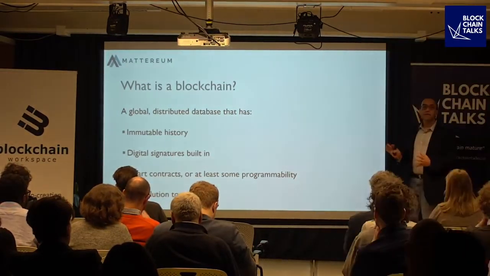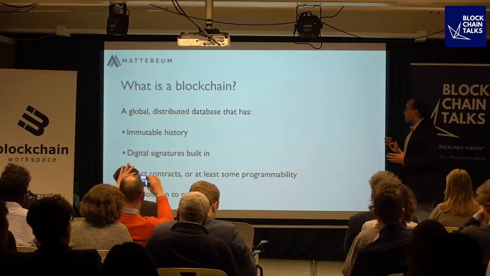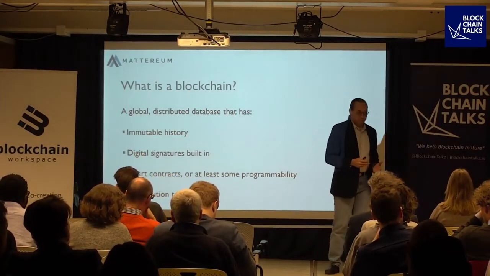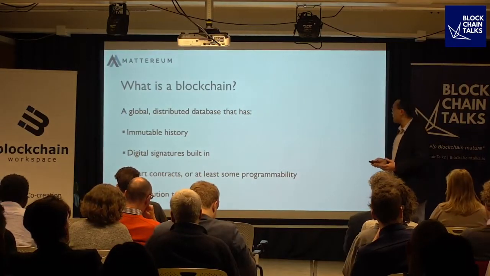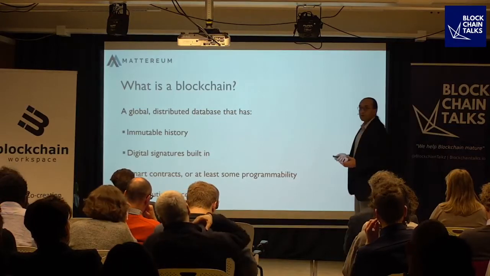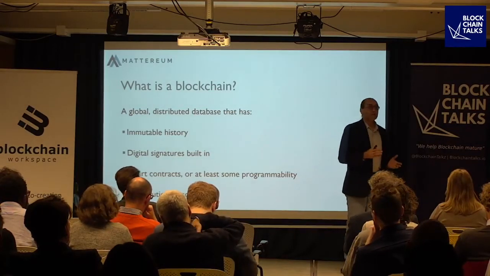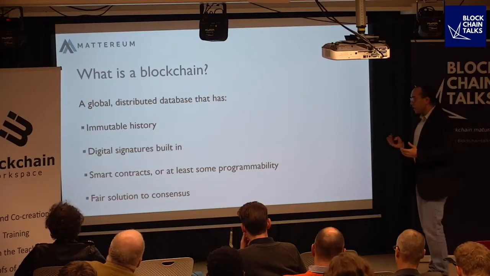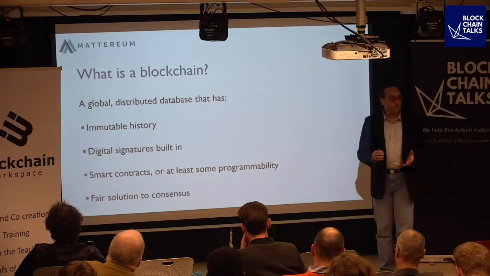And this isn't a definition. This is just some of the important features that most blockchains tend to share. And the first is immutability. So a blockchain is a database that has immutable history. Once you've written to the ledger, you can't undo that. You can't delete it. You can't update it. You can append new transactions to the ledger. You can read what's already there. That's it.